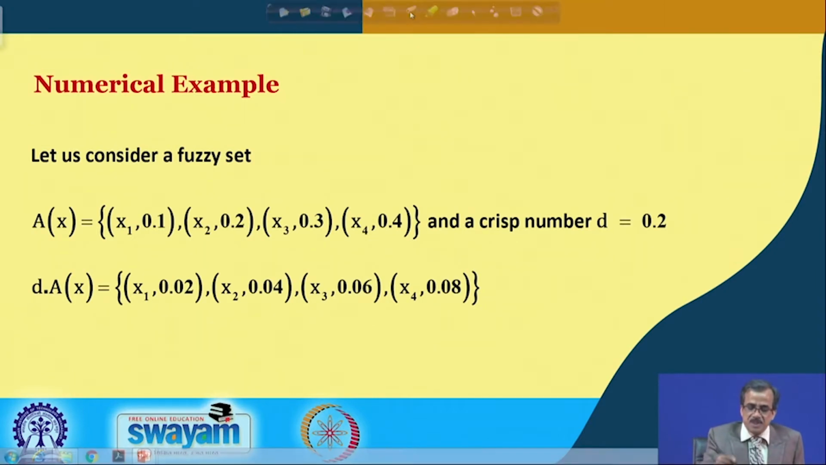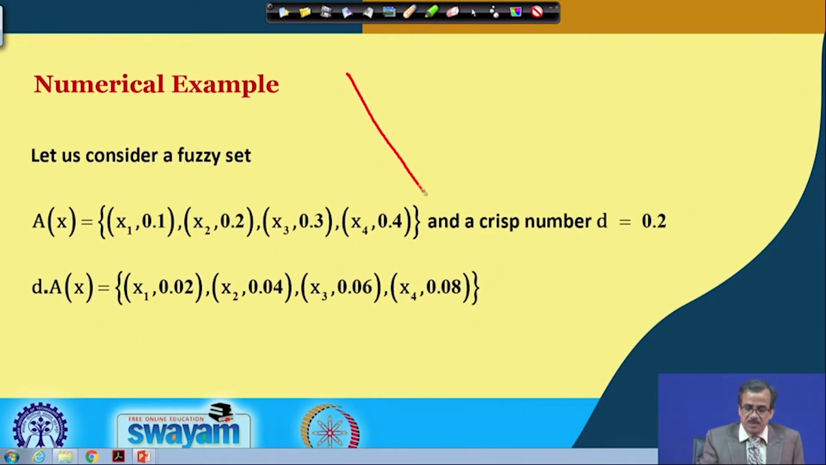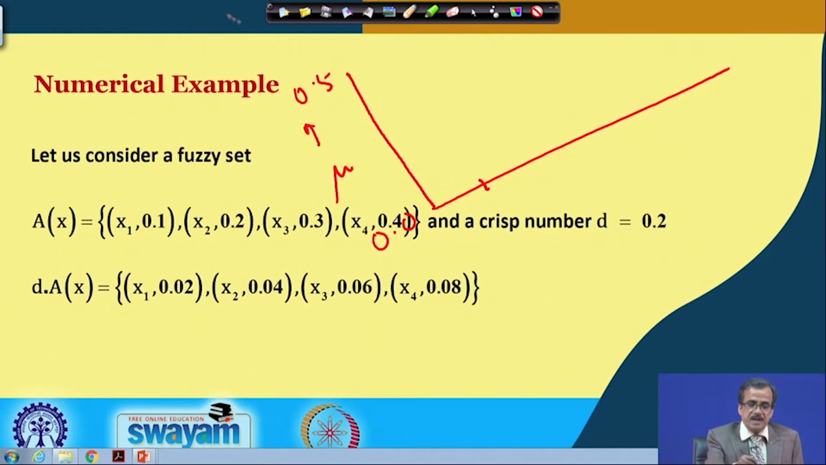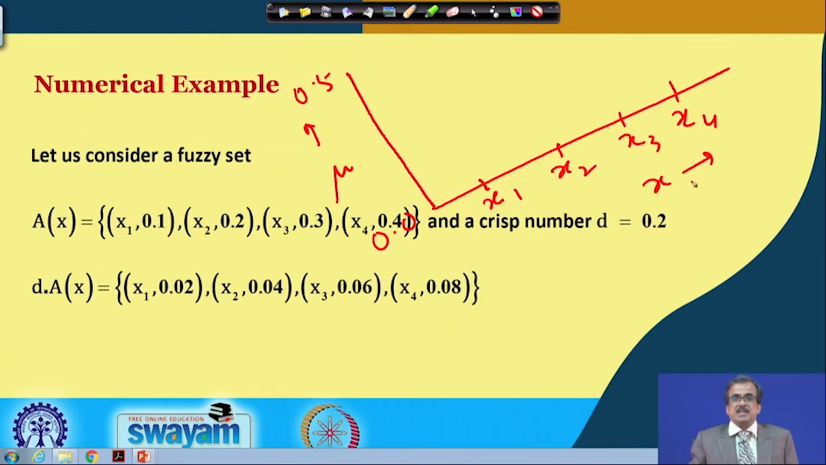Now, let us try to understand the physical significance of this multiplication. Supposing that I am just going to draw the discrete fuzzy set, that is A(x). Let me draw it here, and element wise I will write down the membership value. So, this is mu, and mu varies from 0 to 1, and here let me write 0 to only say 0.5, and we have the values up to 1.0. This is corresponding to x1, this is x2, this is x3 and this is x4. So, this is the direction of x.